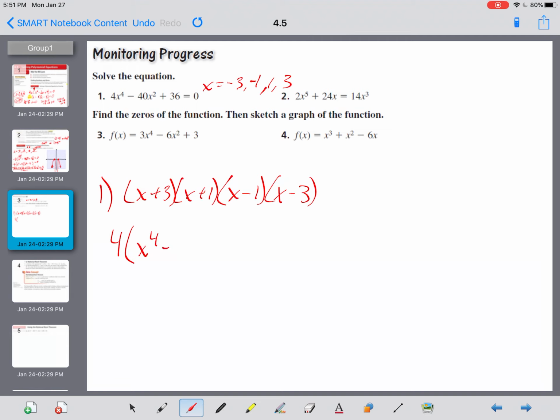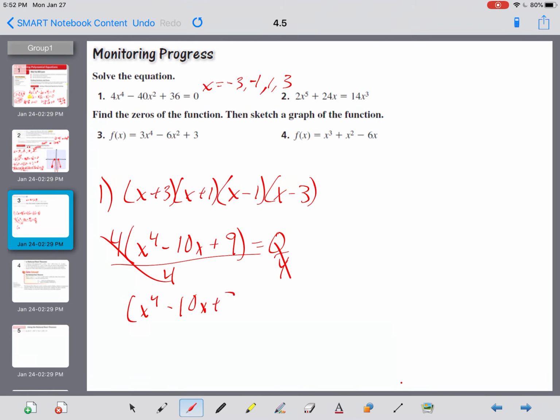Leaves me x to the 4th minus 10x squared plus 9 equals 0. And if I divide the 4 away, I don't have to worry about that. It's just a 0. So x to the 4th minus 10x squared plus 9 equals 0. And we factor these apart. Each one gets an x squared.